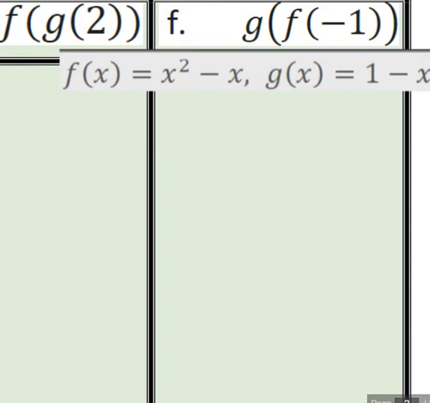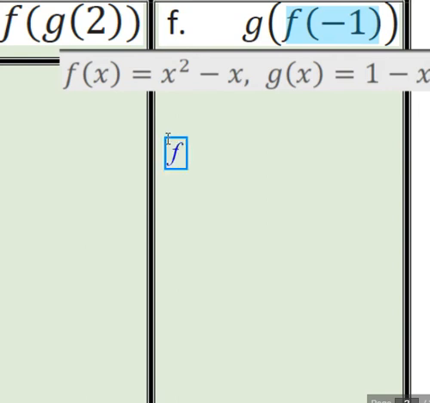Okay, so this time I'm working on letter F, question number 3. So I work from the inside out. Our first consideration, f of -1. So I take the f function rule, and everywhere that I see an x, I replace it with -1.